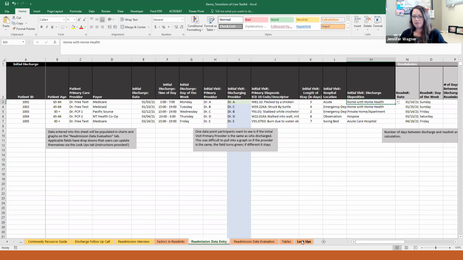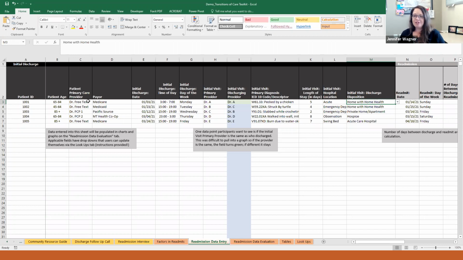So if someone isn't feeling very competent, or it feels like a more advanced Excel skill set, there's information and support there. But we track our primary care provider, the patient age, the payer, discharge time of day, so we can identify if there's issues with shifts, the day of the week, who the initial visit primary provider was, and then who the provider was that discharged. Is it the same provider, or is it a provider that's just discharging everybody before they're ready to go out?